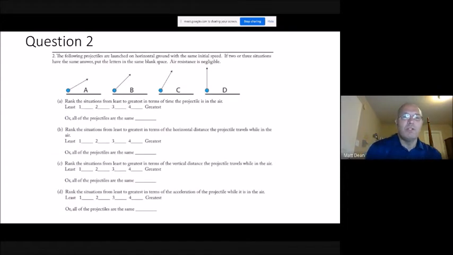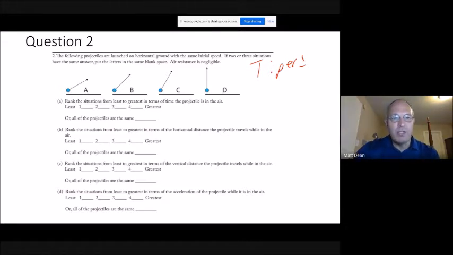All right, so here's question 2. This is a ranking activity. Some of you have probably done the ranking activities in class. Same kind of thing here. So this says we have projectiles launched on horizontal ground with the same initial speed. So they come out of the cannon or whatever's launching with the same speed, and we want to rank them.